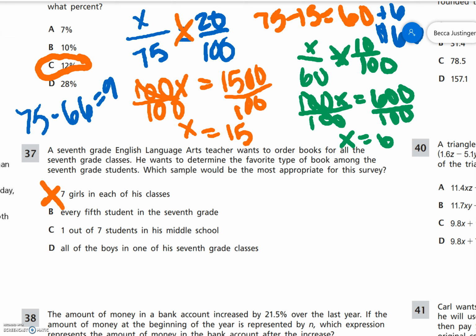Every 5th student in the 7th grade. Yeah, that would be random. 1 out of 7 students in his middle school. No, we don't want that because we want it to represent the 7th graders. D, all of the boys in his 7th grade class. No, that's not representative because it's only boys. So B is the correct answer.